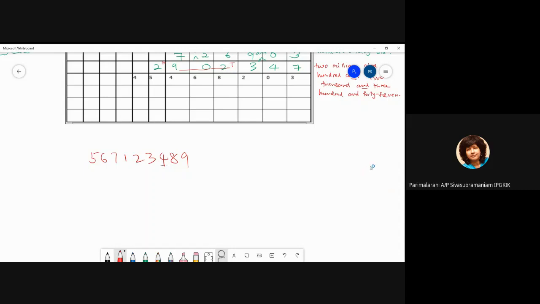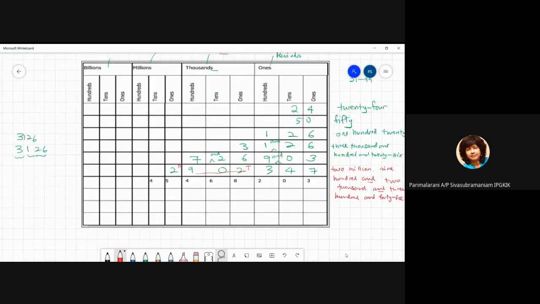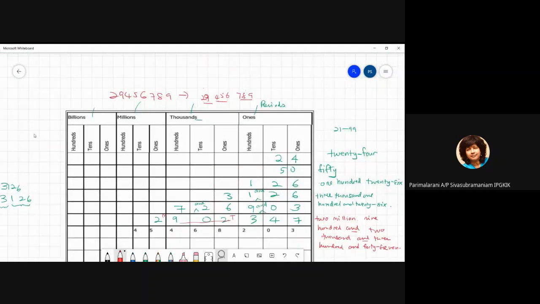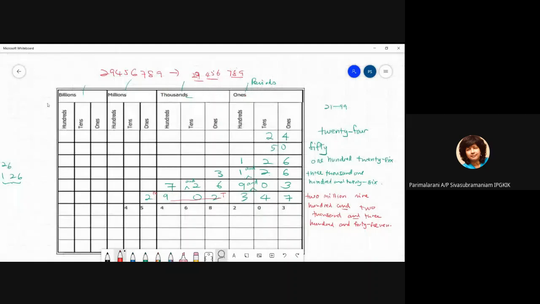So initially when we are teaching children how to read and write numbers, it is good to use this place value chart. This is known as a place value chart, so that they can divide the numbers into groups of 3, and each group of 3 is known as a period. It's easier to read based on the periods. But after some time, you have to read without the chart.